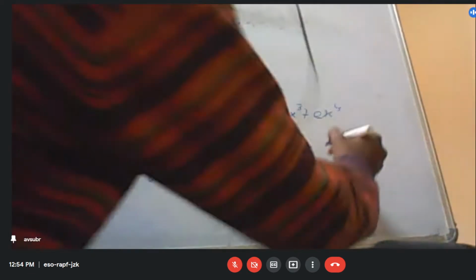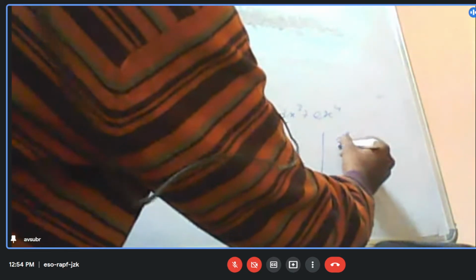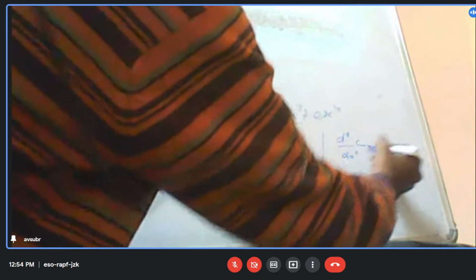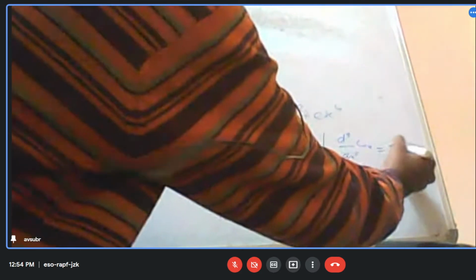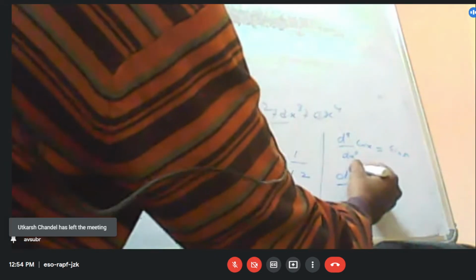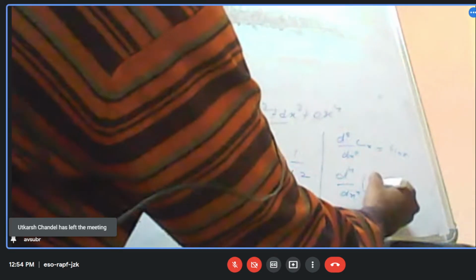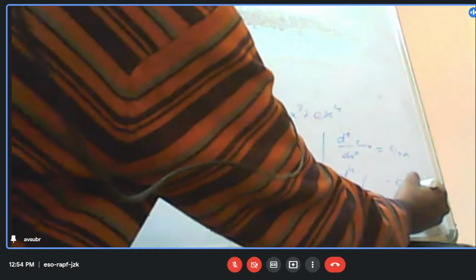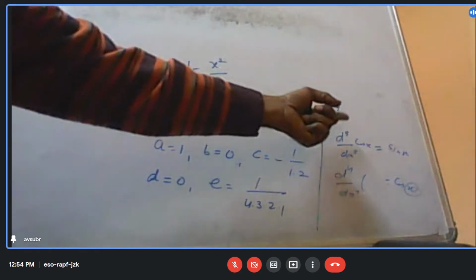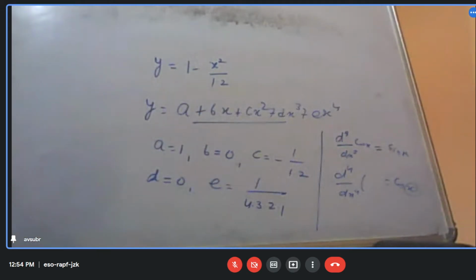We have done up to here. We know the derivative of cos x is minus sin x, and the derivative of sin x is cos x. So the fourth derivative of cos x will again be cos x, and at x equal to 0 it is 1, so e is equal to 1 by 4 into 3 into 2 into 1.